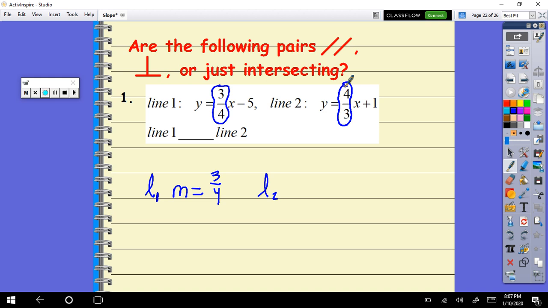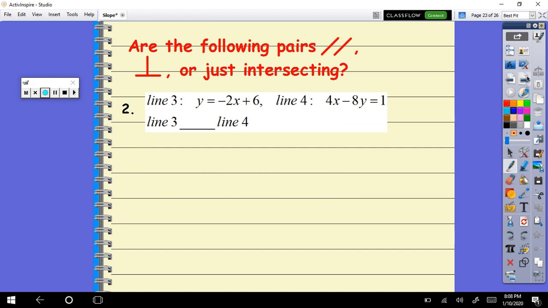So the slope I can just look at and say is 4/3. Well, guys, are those the same slope? No. Are they opposite reciprocals? No, they're just reciprocals. So if they're not the same and they're not opposite reciprocals, that means they're just two different slopes, which means that I would say line 1 intersects line 2, but they don't intersect each other at right angles. So line 1 intersects line 2 is your answer.